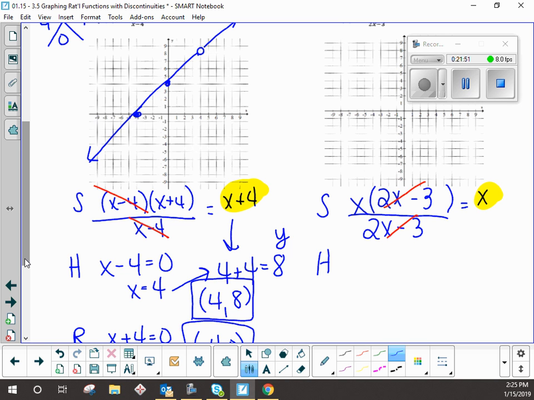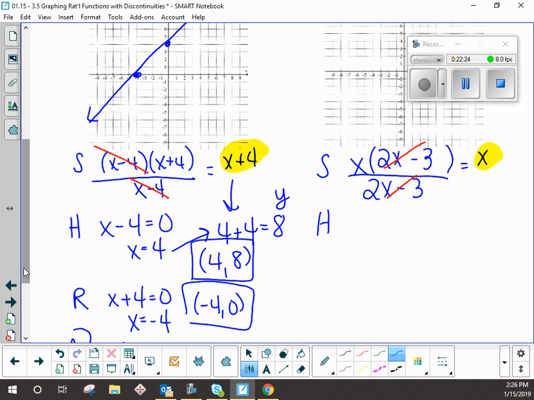One thing, I want you to make a note right here on your H part. It says set the factor equal to 0. That might be a little bit misleading. We have two factors right there. Which factor does it want you to do? The one that canceled. So if you need to, make a little note on the side: the factor that canceled gets set equal to 0. Okay? The factor that canceled.